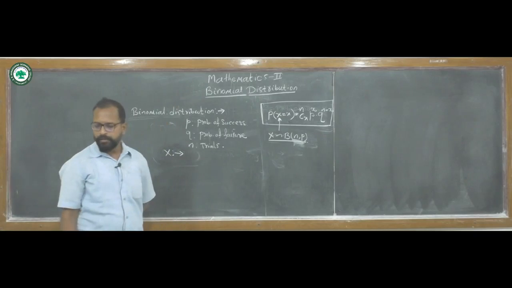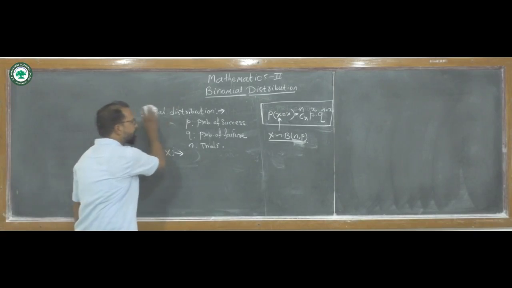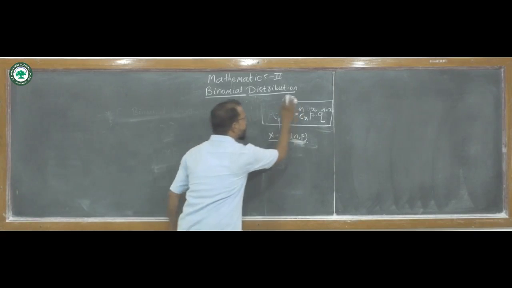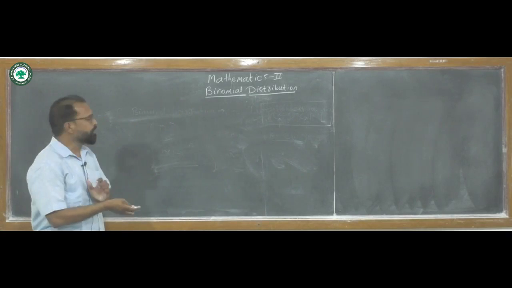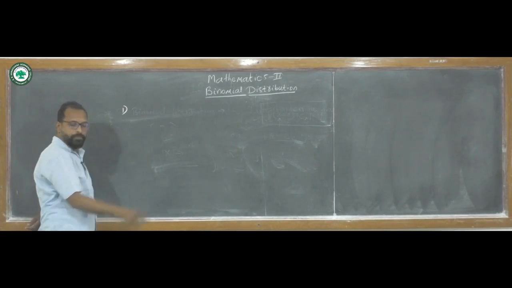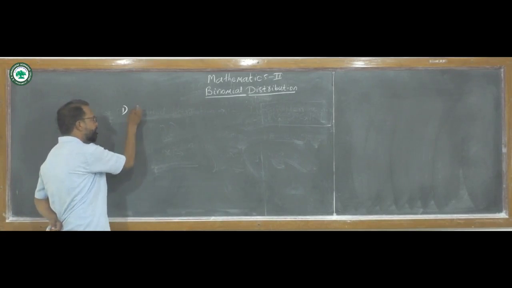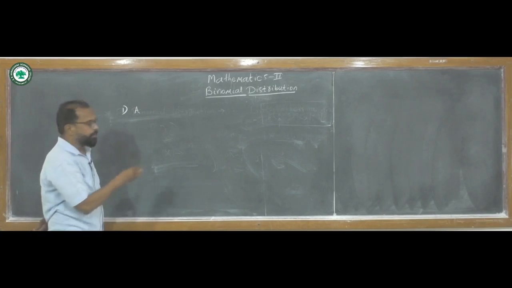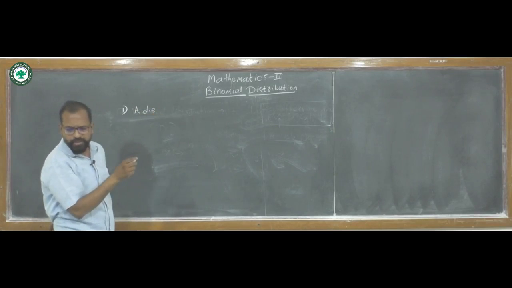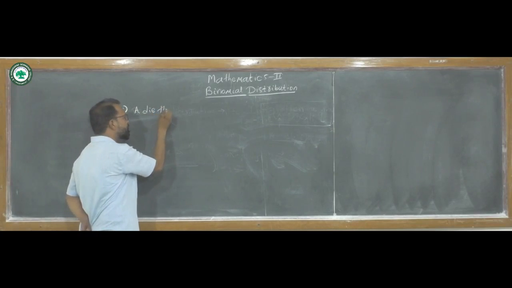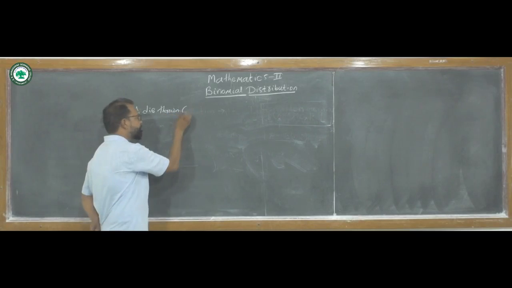Some examples from exercise 8.1. So now exercise 8.1, question number 1. From exercise 8.1, the first question is: a die is thrown 6 times.